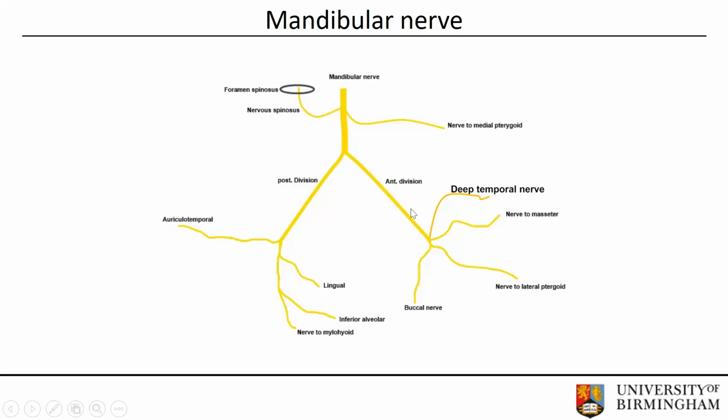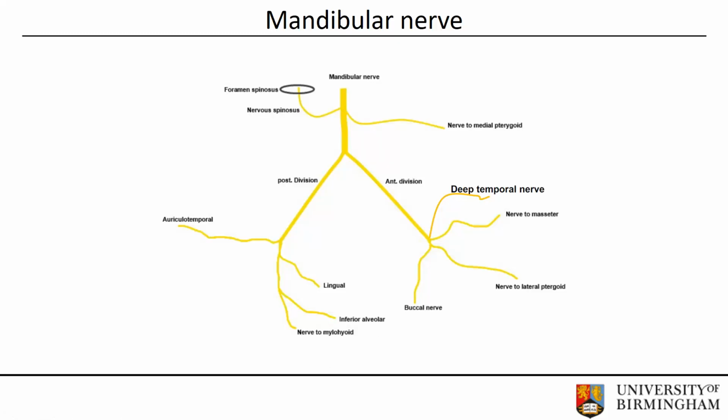The branches of the anterior division are mainly motor, and these are the deep temporal nerve, the nerve to the masseter muscle, the nerve to the lateral pterygoid, and the buccal nerve, which is the only sensory one. And the branches of the posterior division are mainly sensory, and they are the auriculotemporal nerve, the lingual nerve, the inferior alveolar nerve, and the nerve to the mylohyoid muscle, which is the only motor one in this division.